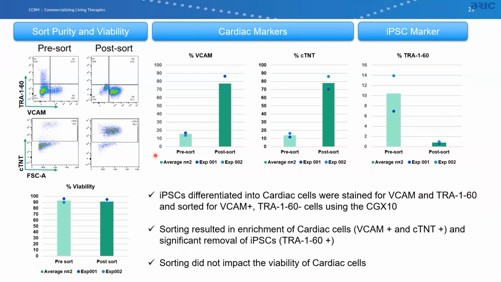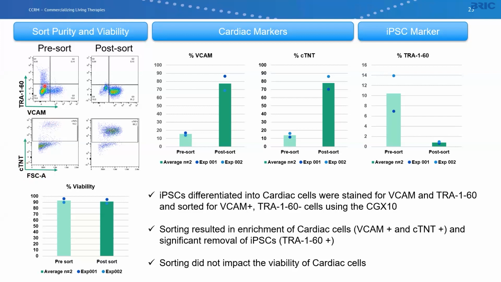So here again, let me go through this slide. We have the pre-sort and post-sort plots, VCAM versus TRA160. Post-sorting, independently of sorting, we also measured the CTNT marker, which is intracellular, so it could not be used for sorting.